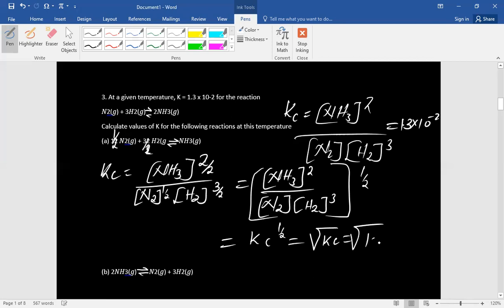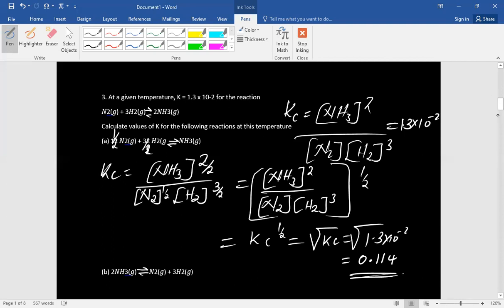and that is the square root of 1.3 times 10 power negative 2. So we have 1.3 times 10 power negative 2 in its square root. This gives us 0.114. So this is the Kc. So it's simply 0.114. As simple as that.